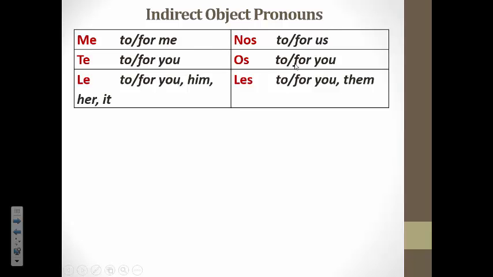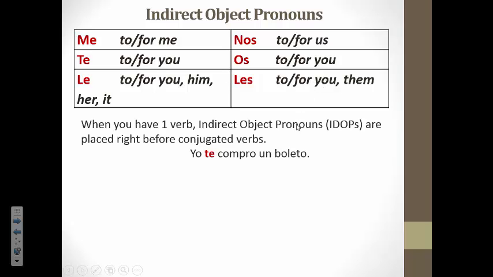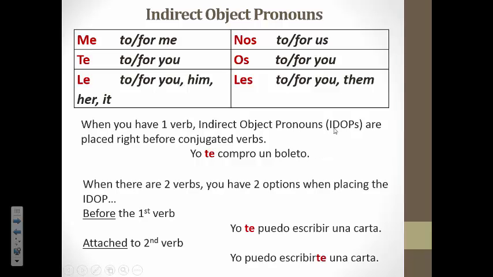Os is to or for you in Spain, and les is to or for you or them. As far as using indirect object pronouns, or what I like to call IDOPs, it's the same placement rules as you have with direct objects. Okay, so if there's one verb, that indirect object pronoun has to go before the conjugated verb.